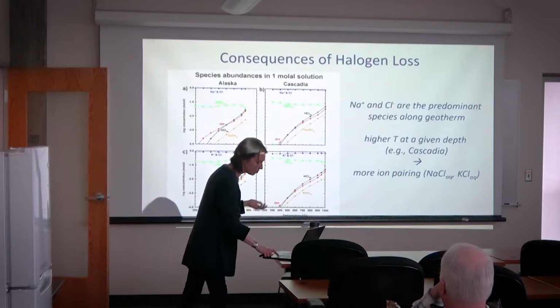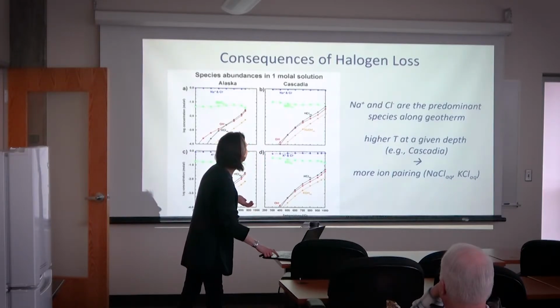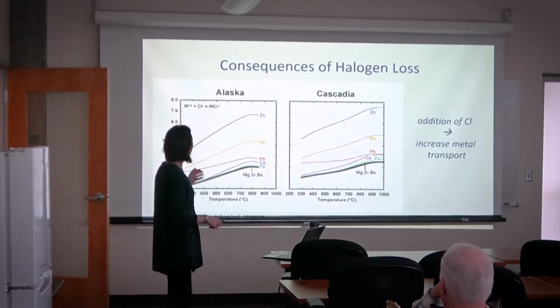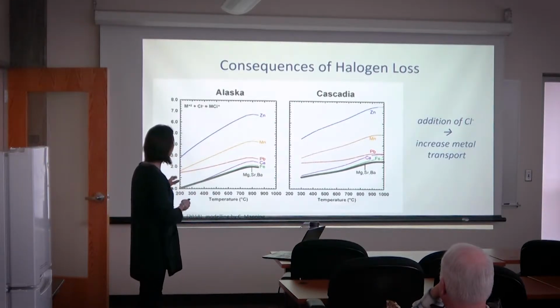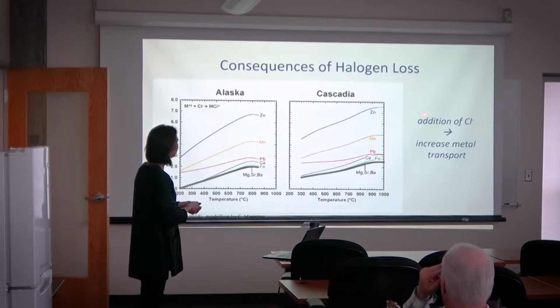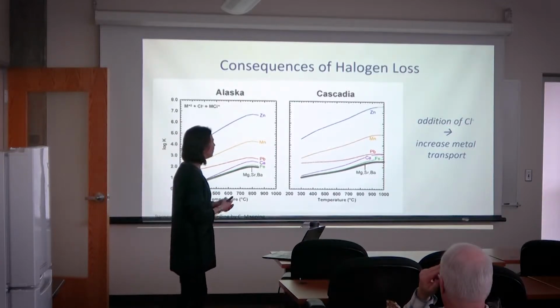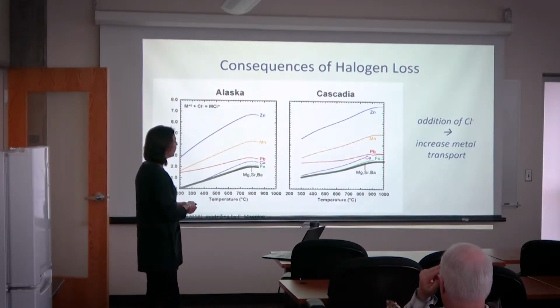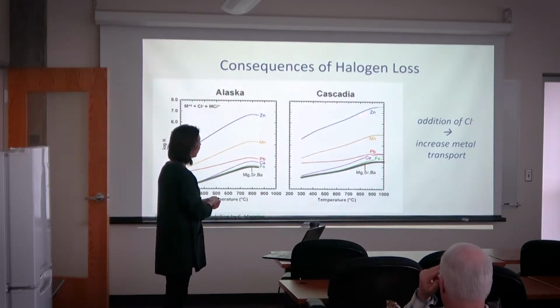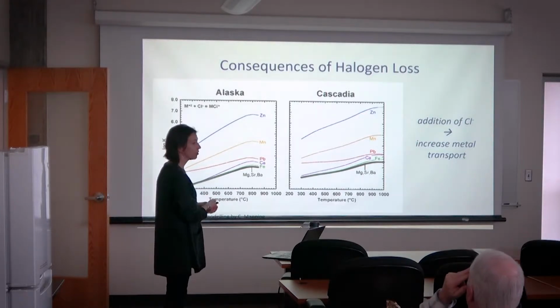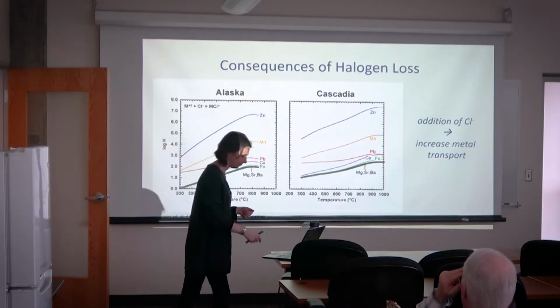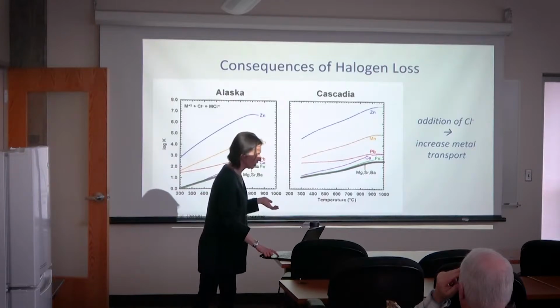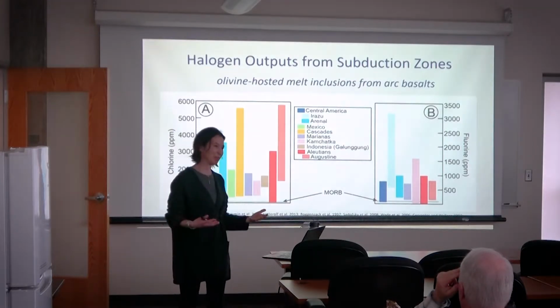And so we became interested in that because, what does that mean in terms of elemental transport? This is just looking at the addition of chloride. Same thing, we're looking at Alaska and Cascadia, temperature on the x-axis, and metal solubility on the y-axis. With the addition of chlorine, he sees that you increase the amount of metal that you can transport, and you would expect higher concentrations in the warmer subduction zones. So that's one of the reasons that we should care about what the composition of those fluids are.